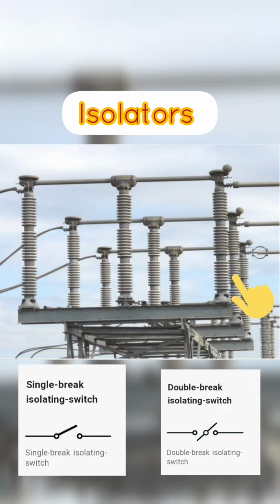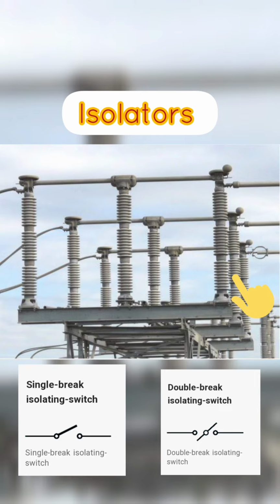Isolators are designed to operate under load conditions and provide a visible means of isolation. Isolators are typically installed at various points in a power system, including at the entry and exit points of transformers, transmission lines, and distribution lines. They are also installed at switching stations, switch yards, and substations, where they provide an additional level of safety and protection for personnel working on or near the power system.